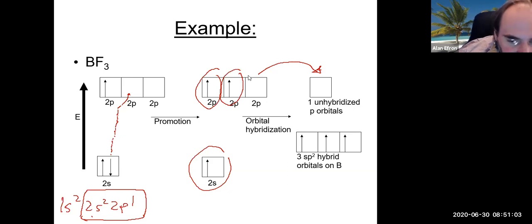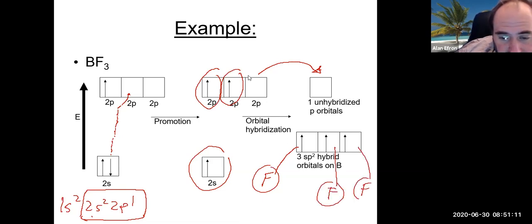Each of these hybrid orbitals can now make a bond with a fluorine. This guy could bond to the fluorine, this guy could bond to the fluorine, and this guy could bond to the fluorine. And that would be a bond between an sp2 hybrid orbital and the fluorine. The easy way to figure that out is if you have the Lewis structure, which, as we talked about earlier, is an incomplete octet.